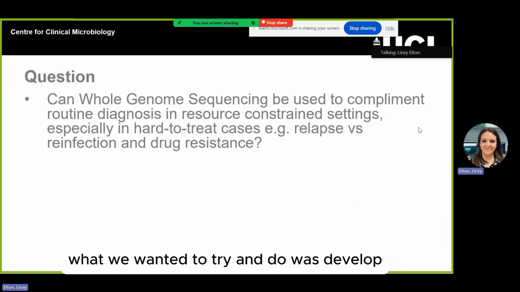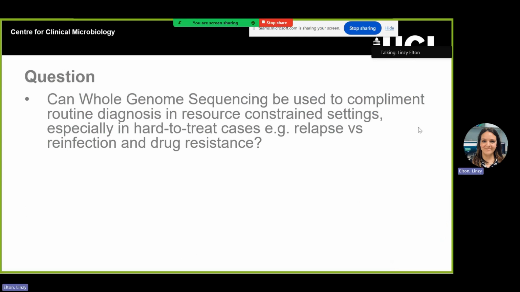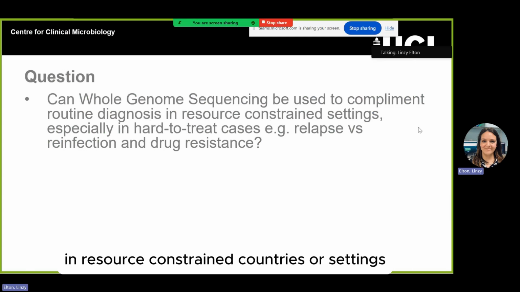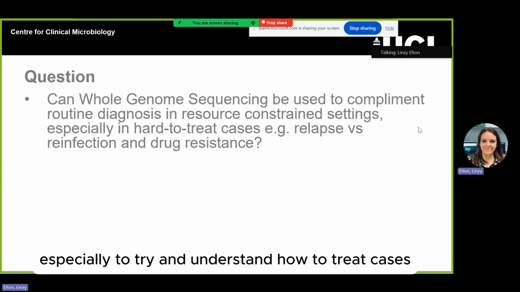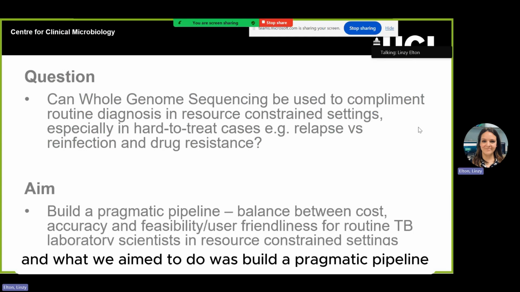What we wanted to try and do was develop a whole genome sequencing pipeline to be used to complement routine diagnosis in resource-constrained countries or settings, especially to try and understand hard-to-treat cases such as relapse versus reinfection or different drug resistances. And what we aimed to do was build a pragmatic pipeline.